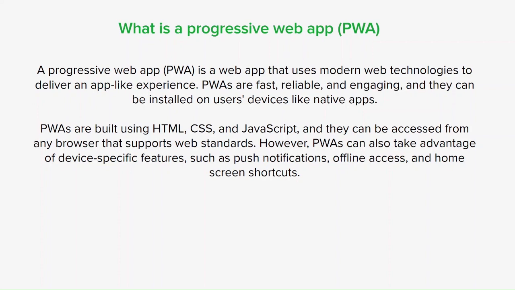PWAs often offer a number of advantages over traditional websites. The main one being that they're more accessible. PWAs can be accessed from any device with a web browser, which makes them more accessible to users with disabilities. PWAs don't require developers to create separate native apps for each platform, and this saves developers a lot of time and money. And PWAs are more engaging, especially for user experience, than traditional websites. This leads to higher user retention and conversion rates as well.